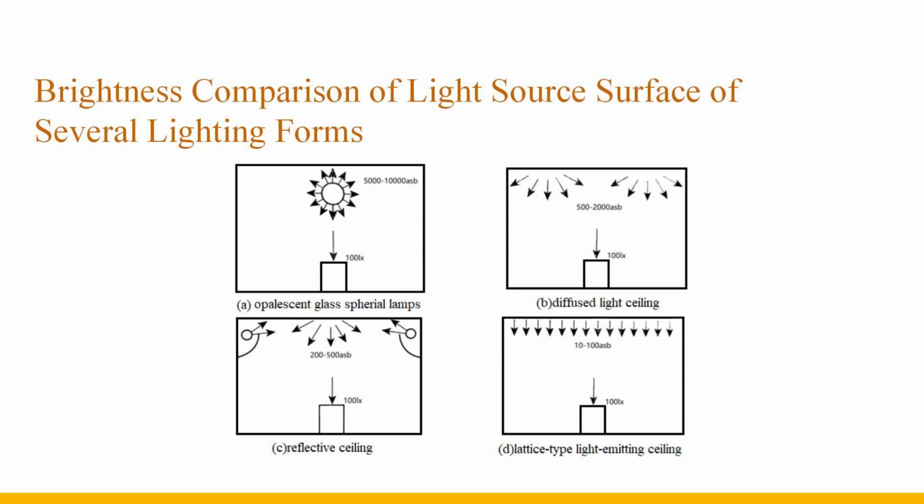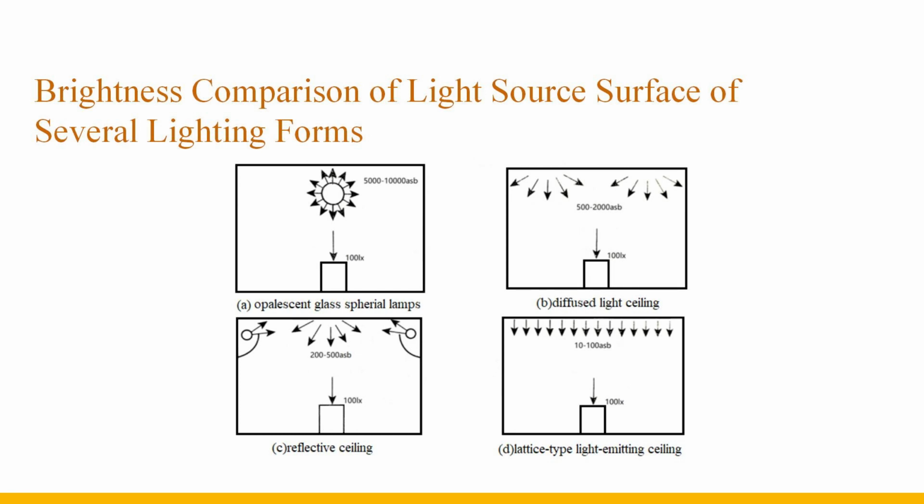This is a comparison of the surface brightness of the light source of several lighting forms, from which it can be seen that the surface brightness of the light-emitting ceiling with different methods is quite different. Under the illumination conditions of 100 lux on the working surface, the surface brightness of the lamp using the diffuse transmission material in Fig A is the largest, which is equal to 5,000 to 10,000 asb.